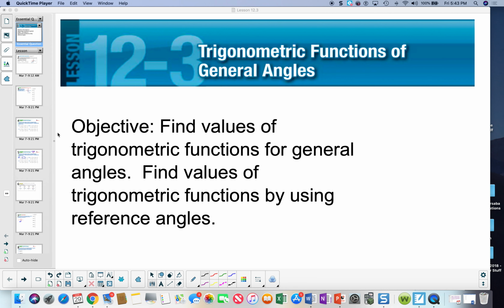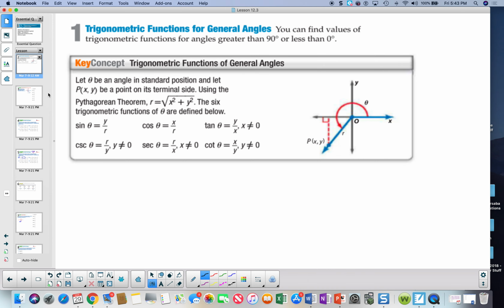12-3, trig functions and general angles. Objective: find values of trig functions for general angles. Find values of trig functions by using reference angles. Let's take a look at our angles that we've talked about, starting at the initial and going to the terminal.